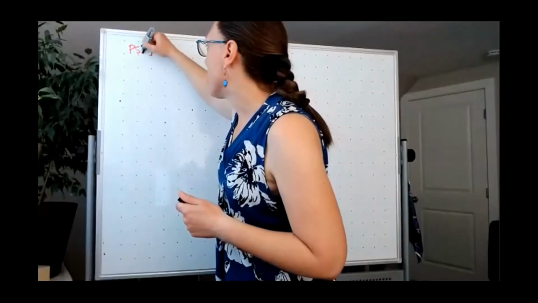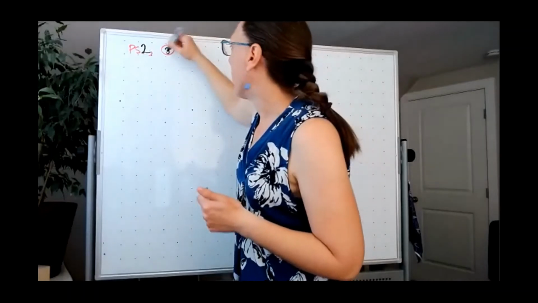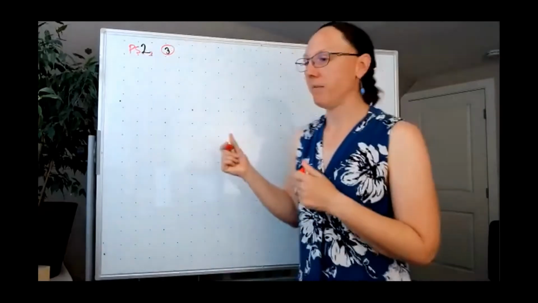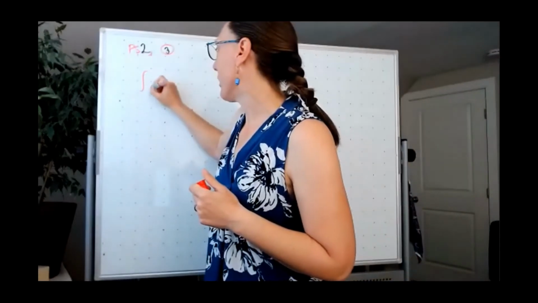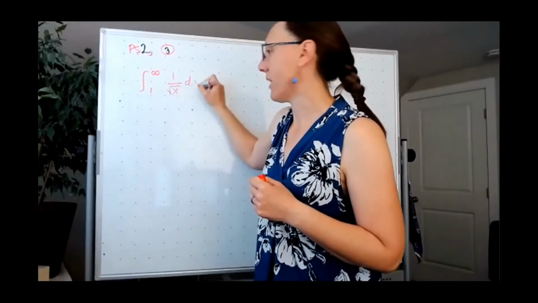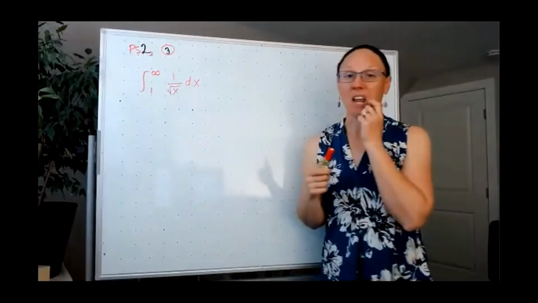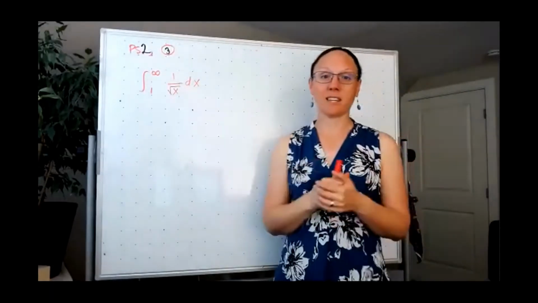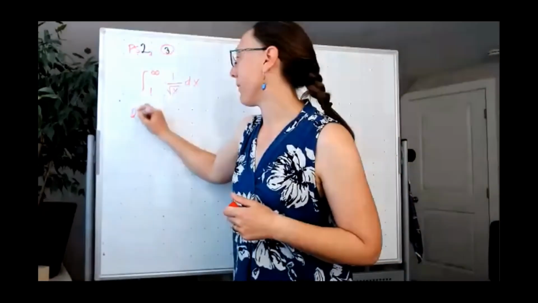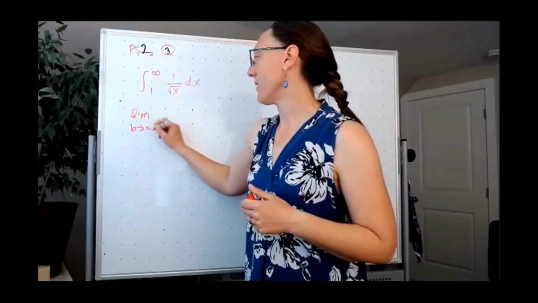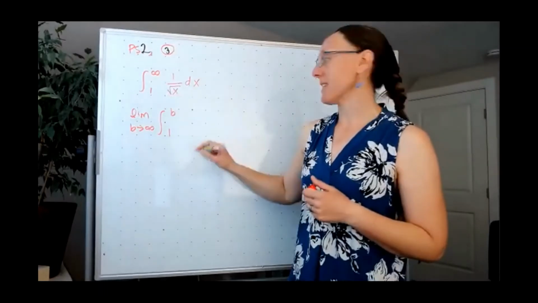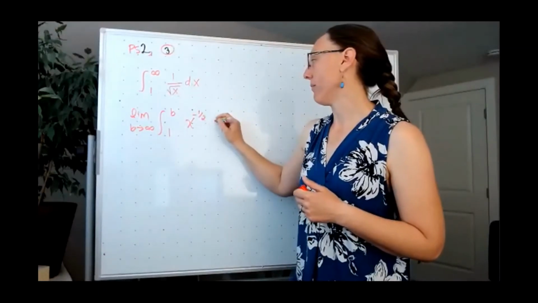So problem set 2, problem 3. There are two parts to this one. My first question goes from 1 to infinity, 1 over the square root of x dx. Right off the bat, as soon as I see that infinity, I know that I need to rewrite this with a limit. So I'll rewrite that to say the limit as b approaches infinity, 1 to b. And I'm going to take the time to rewrite this as x to the negative 1/2 power.